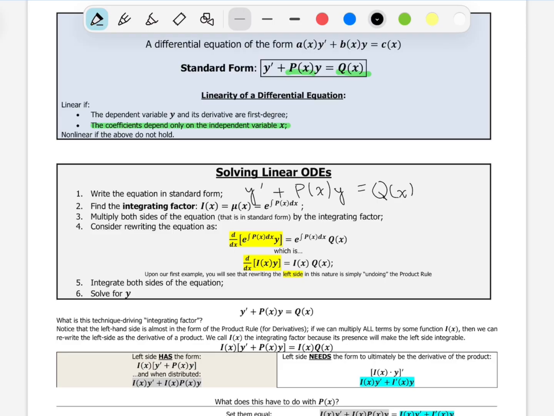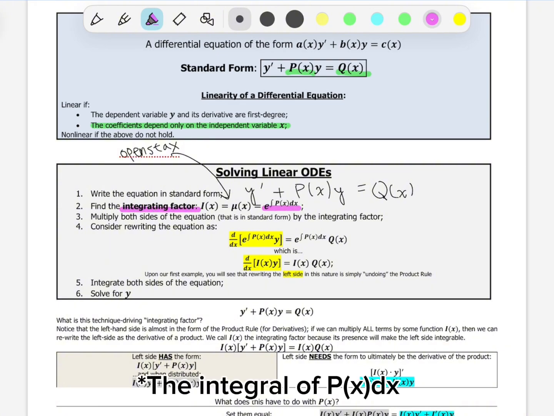The next step is to find the integrating factor, your I of x, or in some books like OpenStax, they use mu of x, and some differential equations professors also prefer to use mu. But they're the same thing. And to find the integrating factor, it is just e to the power of the integral of p of x dx.